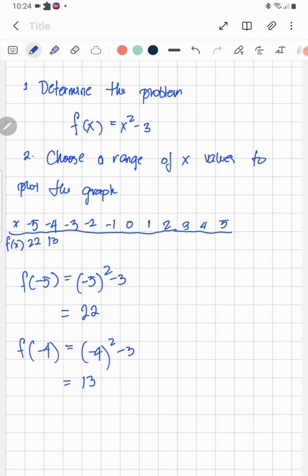So, since we already know the process, ipa-plug in na lang natin yung ibang value. For example, we have f of negative 3, negative 2, negative 1. So, ang magiging sagot niya is 6, 1, negative 2, negative 3, negative 2, 1, 6, 13, and 22.